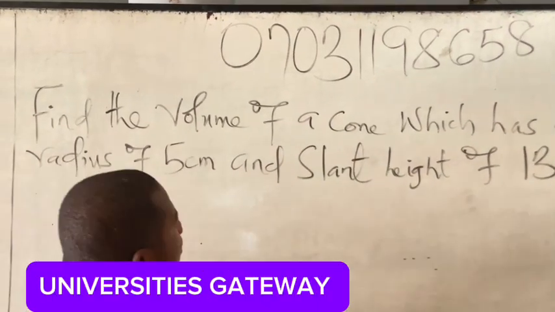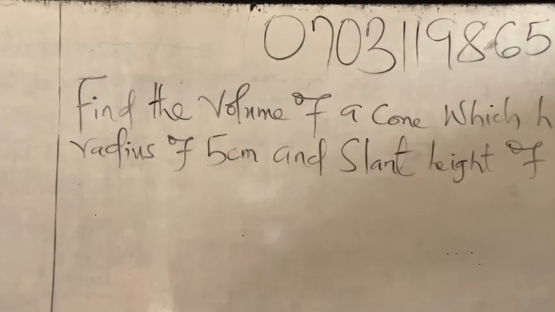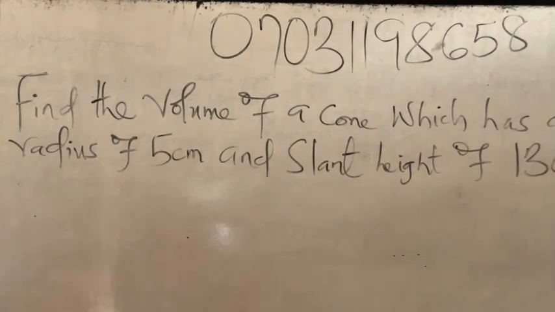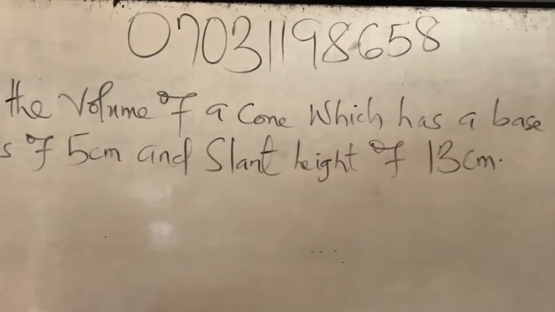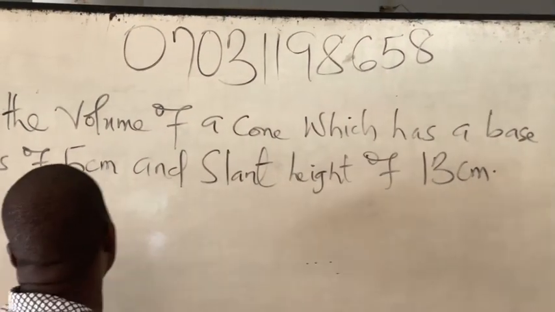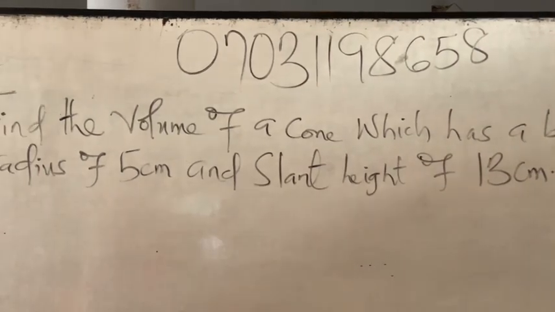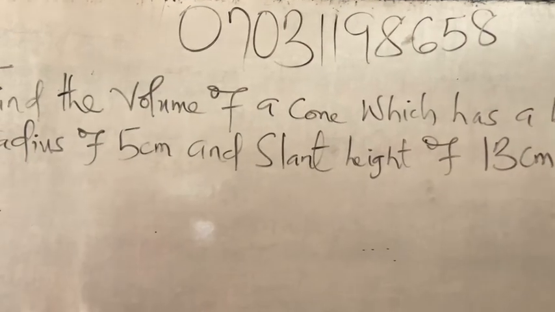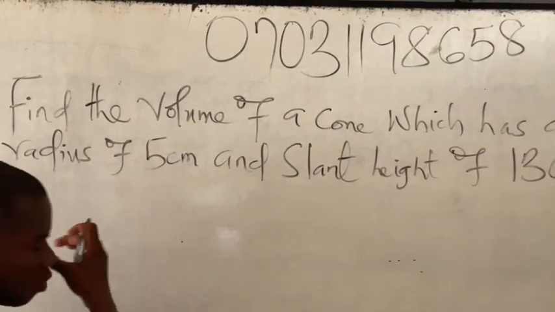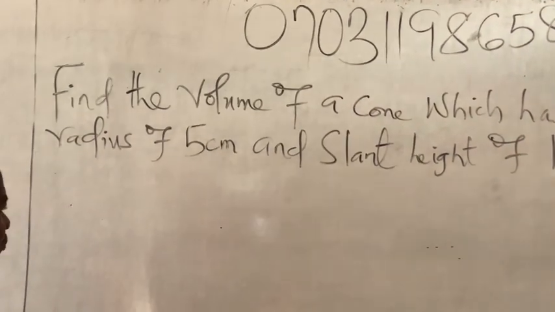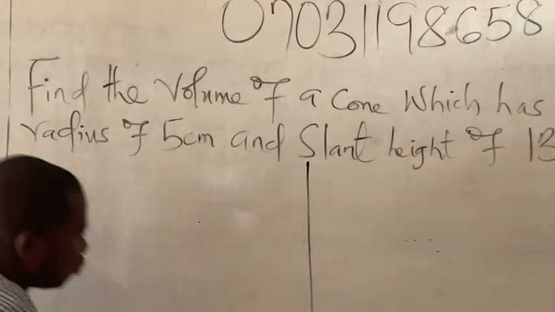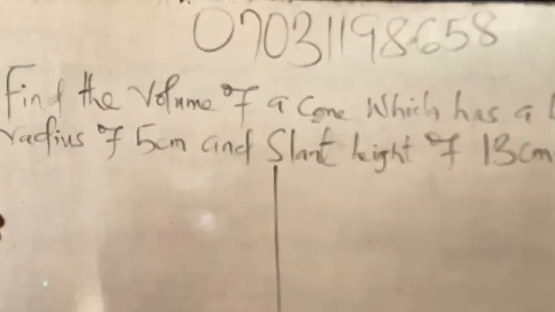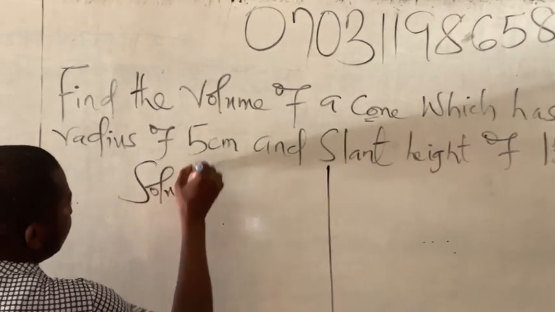We want to look at questions that have to do with shapes in mathematics, geometry. Now, it says: find the volume of a cone which has a base radius of 5 centimeter and slant height of 13 centimeter. For you to know what this is demanding from you exactly, you must know how a cone looks like. So we start by saying solution.